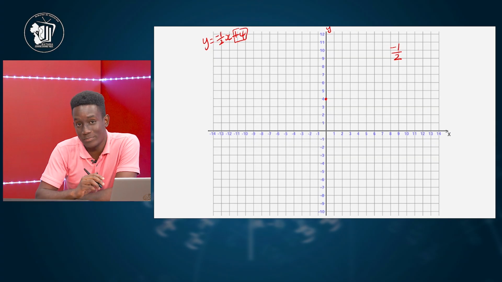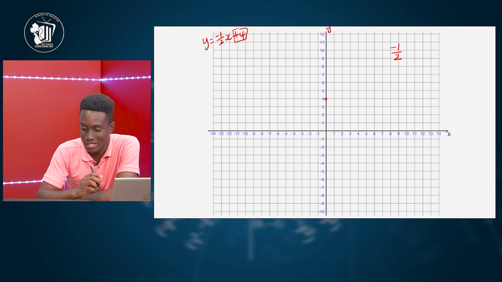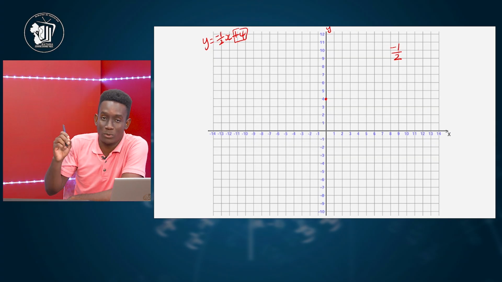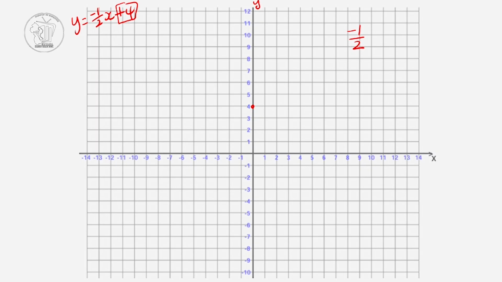From the y-intercept, we can get another point using the gradient. We go down 1 and across to the right 2 times, 1, 2. Here would be the other point. We can get another one: down 1 and across 2 again. Here would be the other point. We connect them, and this gives us the straight line. As easy as that.